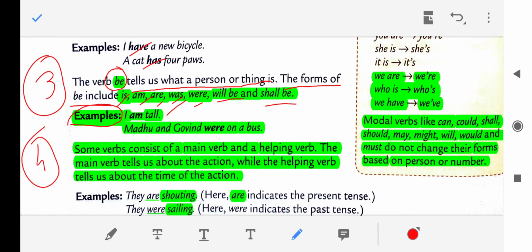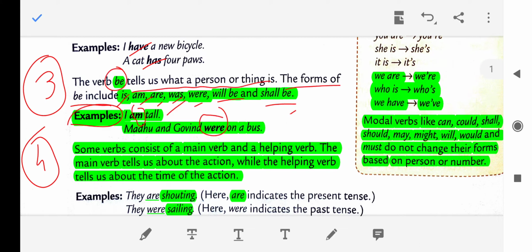Now these are some of the examples. Like, I am tall. Madhu and Govind were on a bus. So they were on a bus. I am tall. I will come to more discussion later. Now let us just read all this.